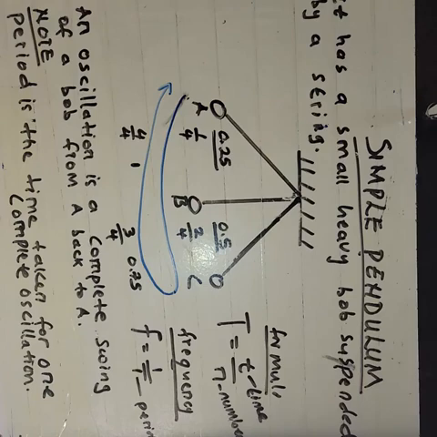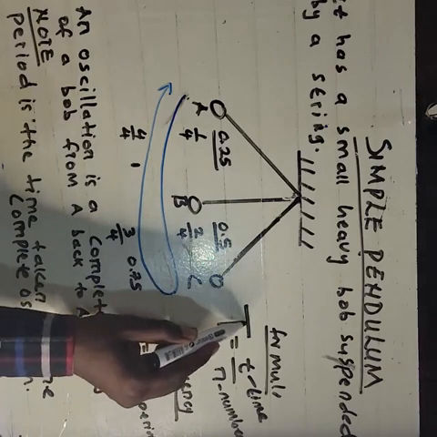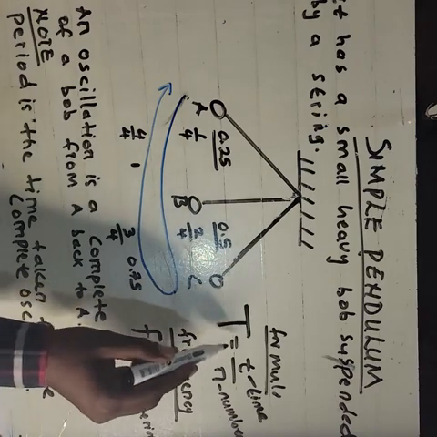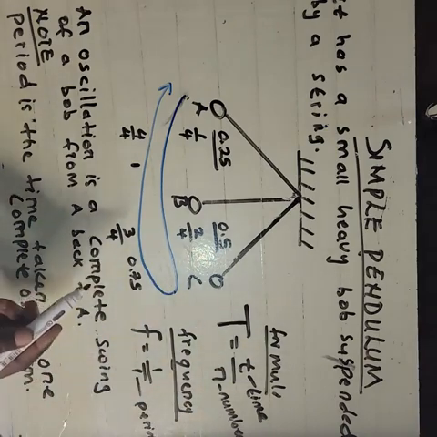So you need to also understand that there is a part that they call the period. So what is the period? The period is just the time taken for one complete oscillation. And the period is given by this formula: capital letter T, which is period, is equal to time divided by the number of oscillations.